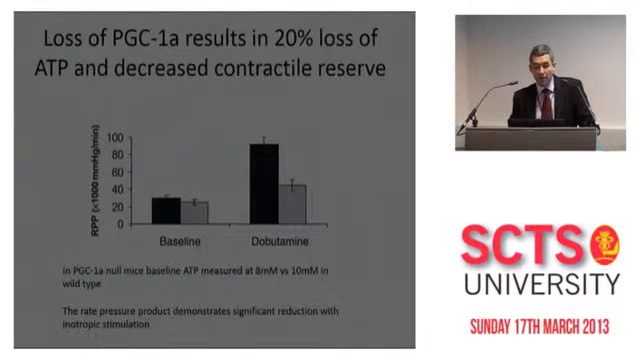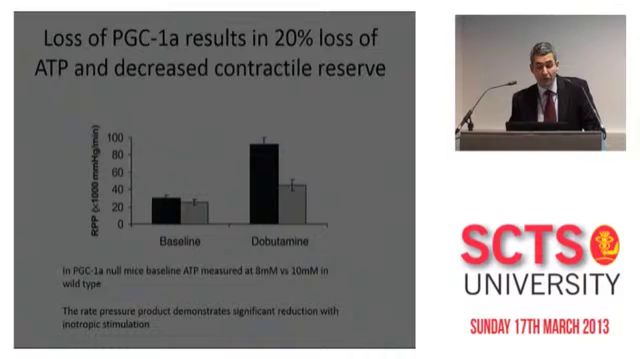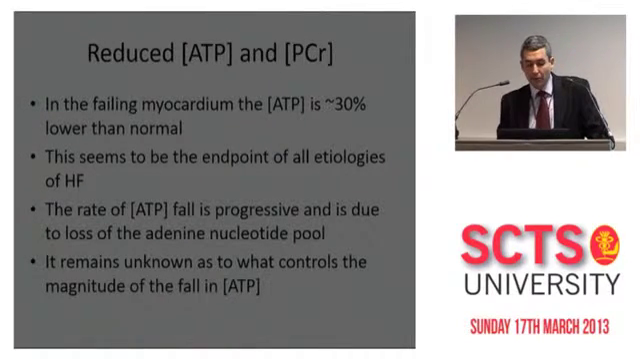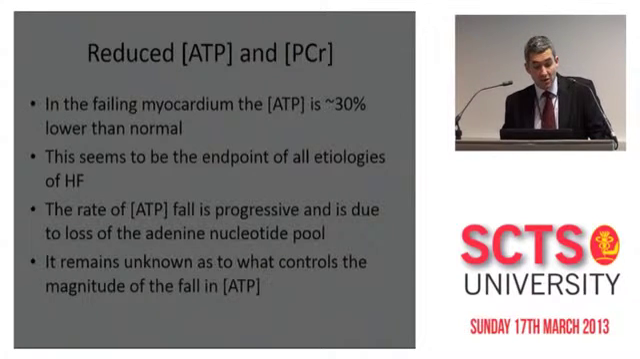If we look at some animal data in a PGC1 alpha knockout mouse, we can see that if we try and drive that mouse heart with dobutamine, there's a significant loss in contractile reserve, and when they compared ATP levels at baseline, there was about a 20% reduction in the amount of ATP available to these hearts. So the failing myocardium has about a 30% reduction in ATP concentrations, and this endpoint seems to be the same in all etiologies of heart failure.